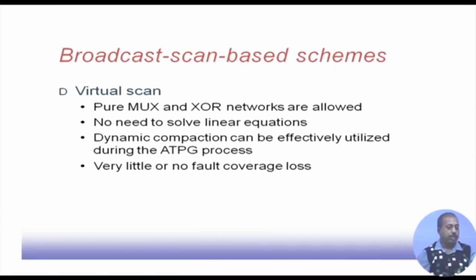Then dynamic compaction can be effectively utilized during the ATPG process. Dynamic compaction tells us that after sending a pattern up to this much, for the remaining part of the pattern these two bits are the same. If this information is available, then the ATPG can generate the pattern so that those two bits are the same for the remaining part. So, this dynamic compaction will result in very little or no fault coverage loss, because the ATPG itself is doing the manipulation of those bits.